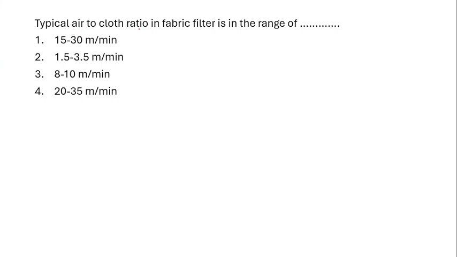Typical air to cloth ratio in the fabric filter is in the range of... What is the typical air to cloth ratio in a fabric filter? The right answer is 1.5 to 3.5 meter per minute. So 1.5 to 3.5 meter per minute is the typical air to cloth ratio in the fabric filter.